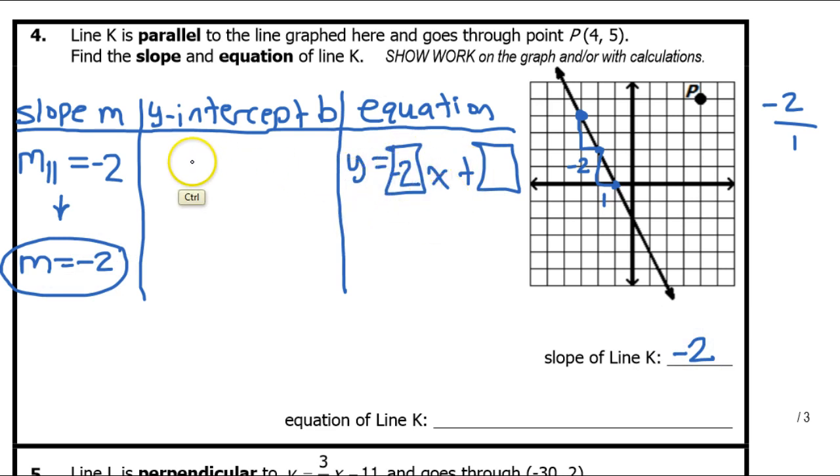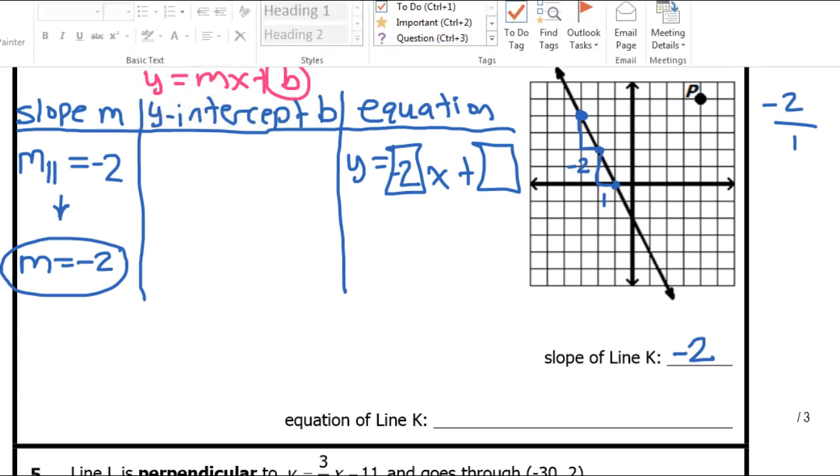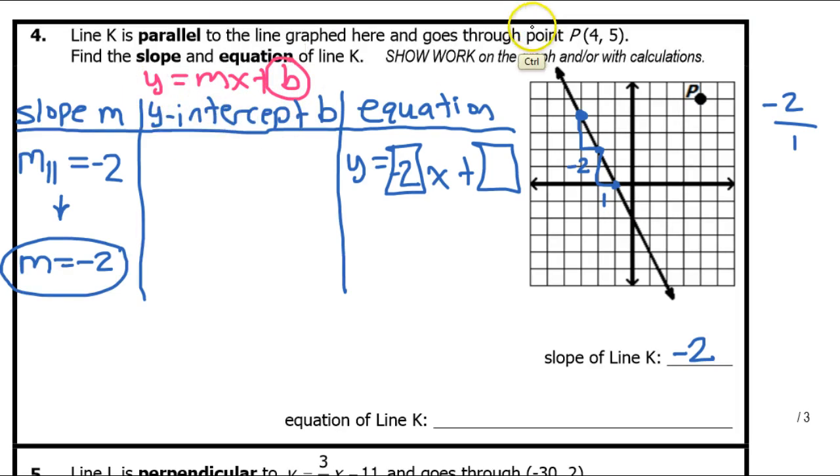Now, it's time to find the y-intercept b. Whenever I'm finding the y-intercept, I use the model y equals mx plus b, because the b is the thing that we're trying to find. All I have to do is substitute y, m, and x. Well, when they tell us that point P is on the line, they are giving us an x value and a y value. So I'm going to substitute these in for y and x.